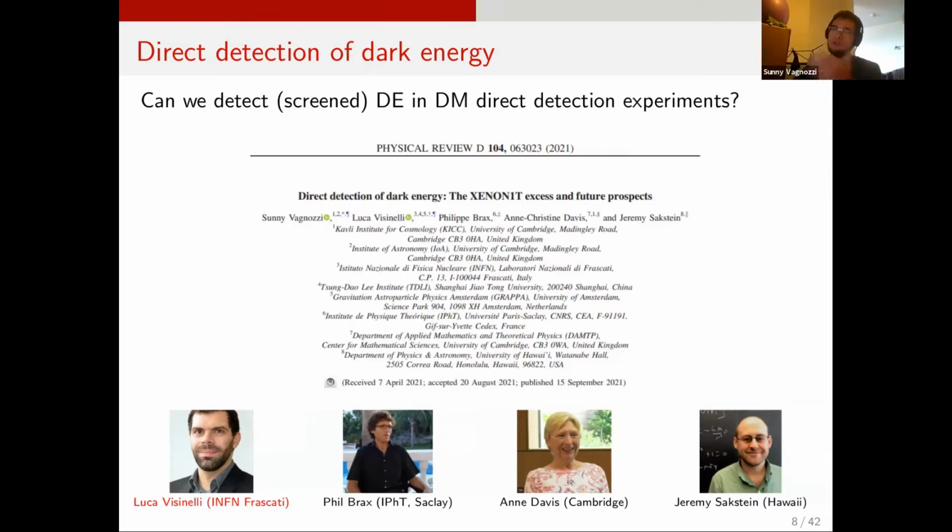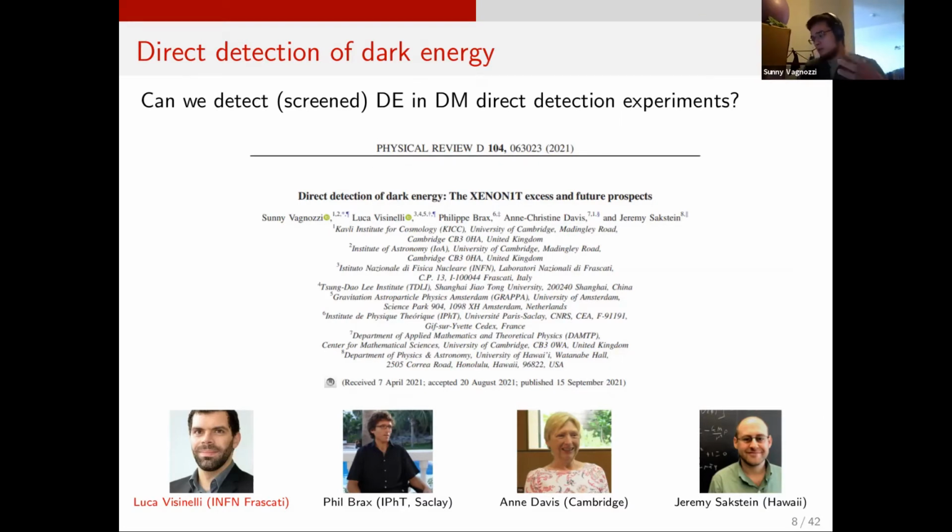And this is the question we try to address in this recent paper. So the question we ask is, there are big underground experiments which are searching for dark matter with this direct detection technique. The question is, can we use these experiments to search for dark energy instead, screened dark energy? And we consider chameleon screening for concreteness. So how does this work?